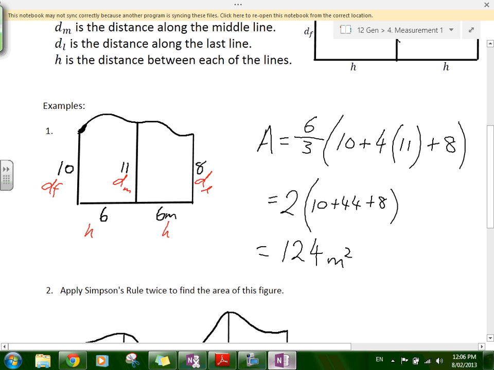6 over 3 is 2. It's not always going to be 2, but in this case, any questions? Instead of writing a times sign, I'm just showing 4 times 11. Is that clear so far?